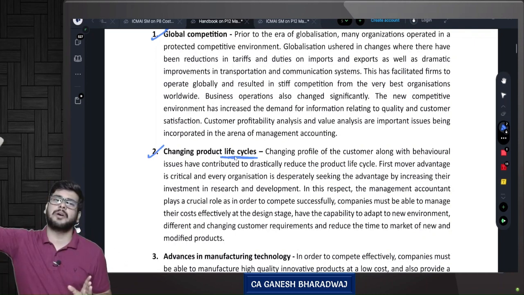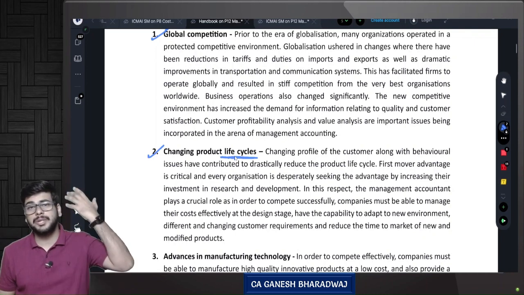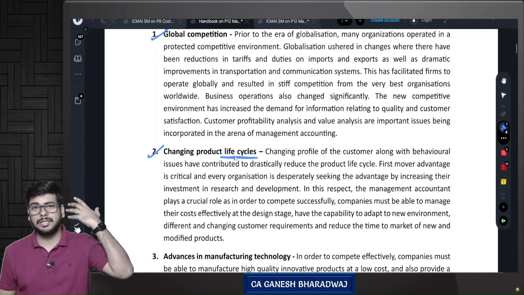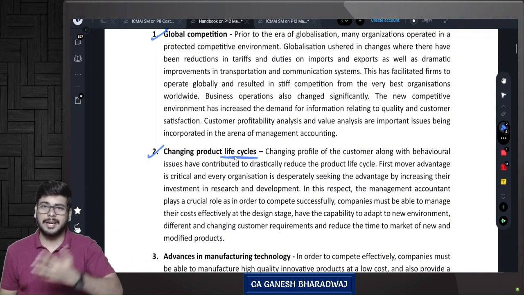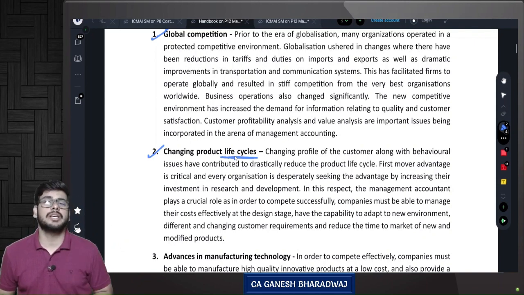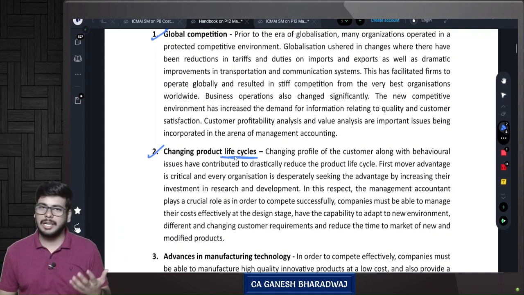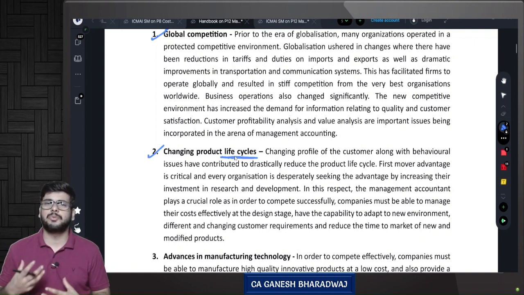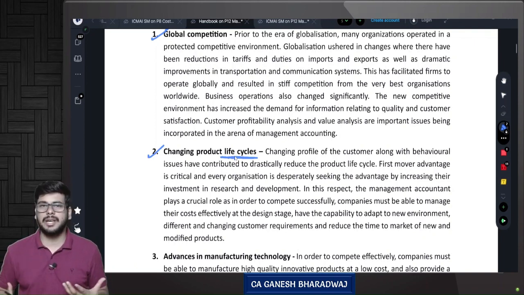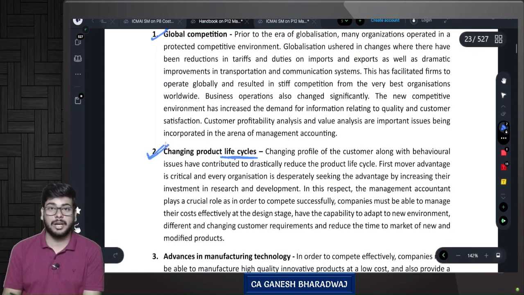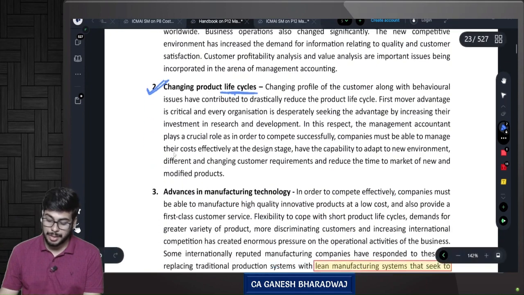No product is permanent. Then, sir, I can see companies that have existed for 100 years. Companies like ITC and all are 100 years old. No, it's about the product life cycle. They keep on changing the products. It's not the same product that they manufacture. 100 years back, whatever product they were dealing in, is it the same product they are dealing in now? They make some improvisations. They introduce new products. You need to be very creative there. That's why changing product life cycle should be one of the factors that a management accountant needs to be very aware about.